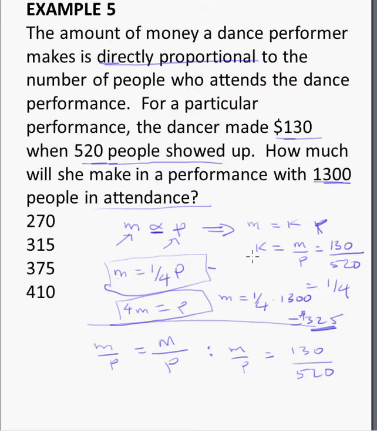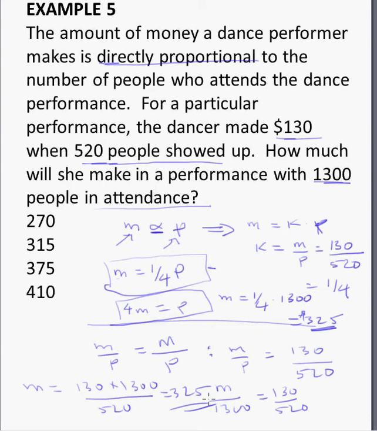Now I'm looking for M, so I can say that my M divided by 1,300 is equal to 130 over 520. And therefore M is equal to 130 times 1,300, all divided by 520, and again you get 325. All right, so you can set this up either way.